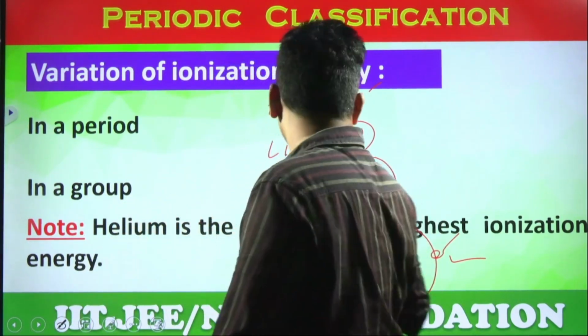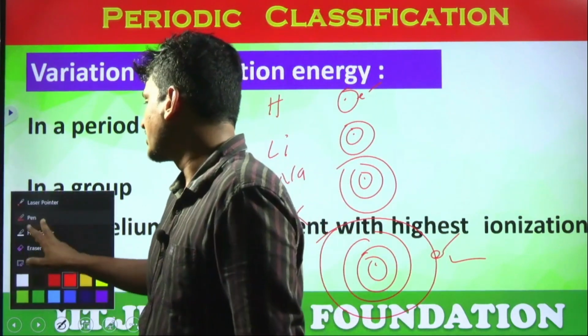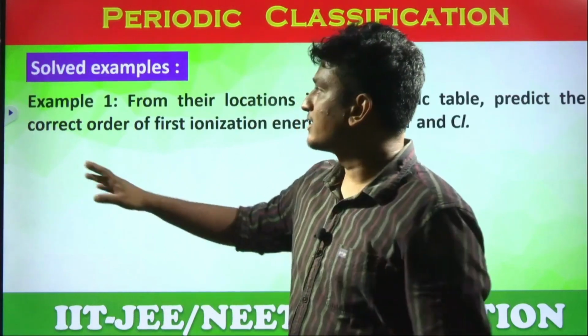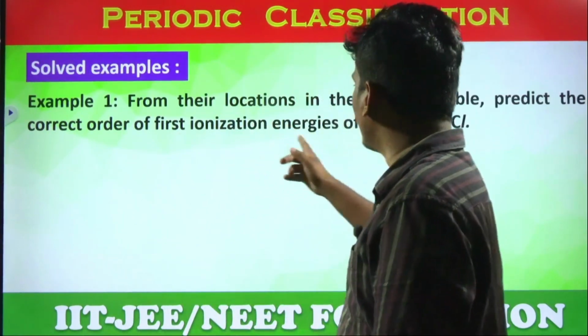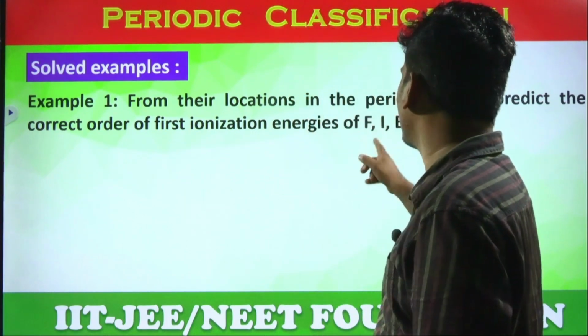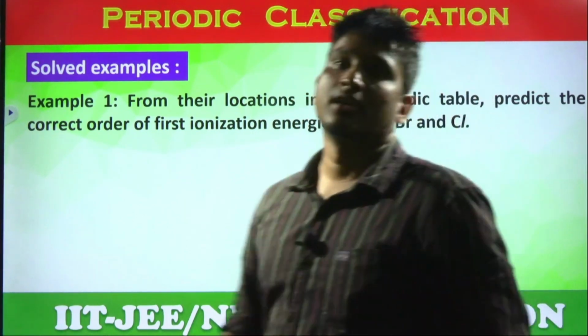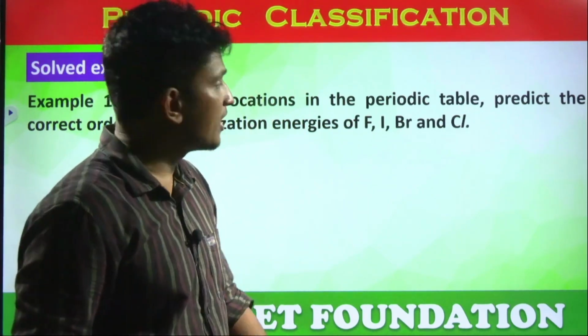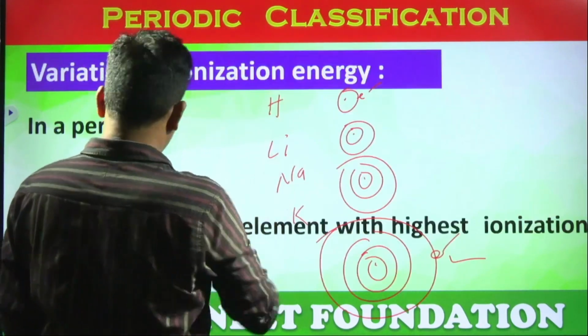So helium is the element with the highest ionization energy, right? It is a noble gas and it is of very small size. Next, from their locations in the periodic table, predict the correct order of first ionization energies of fluorine, chlorine, bromine and iodine. For these elements, which has more ionization energy? You answer, students: fluorine.